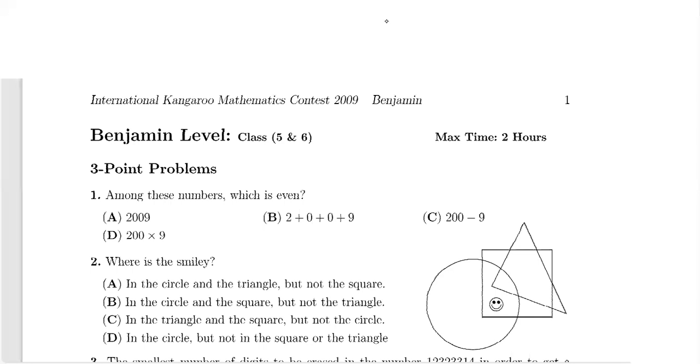Hello friends, today we will be doing International Maths Kangaroo Contest year 2009 Benjamin level, which is for class 5 and 6. So let's start from question 1.